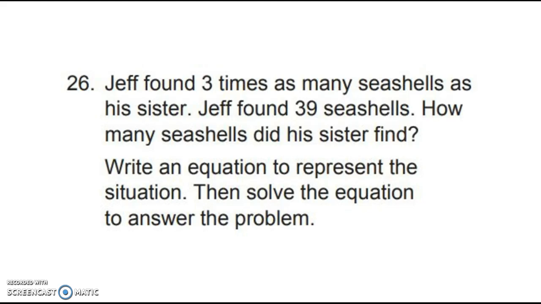26. Jeff found 3 times as many seashells as his sister. Jeff found 39 seashells. How many seashells did his sister find? Write an equation to represent the situation, then solve the equation to answer the problem.